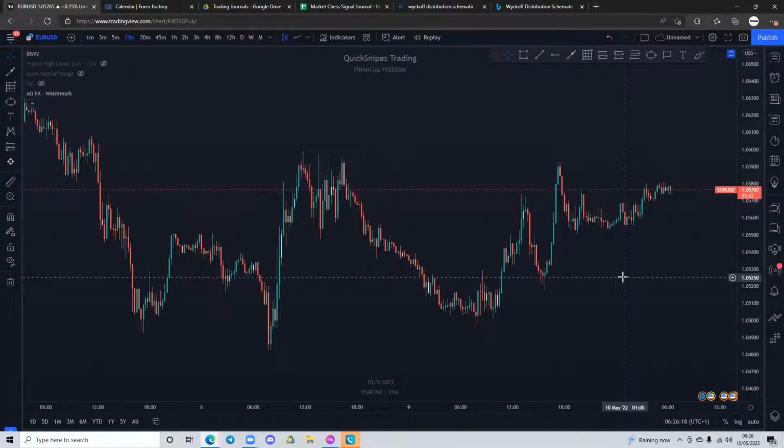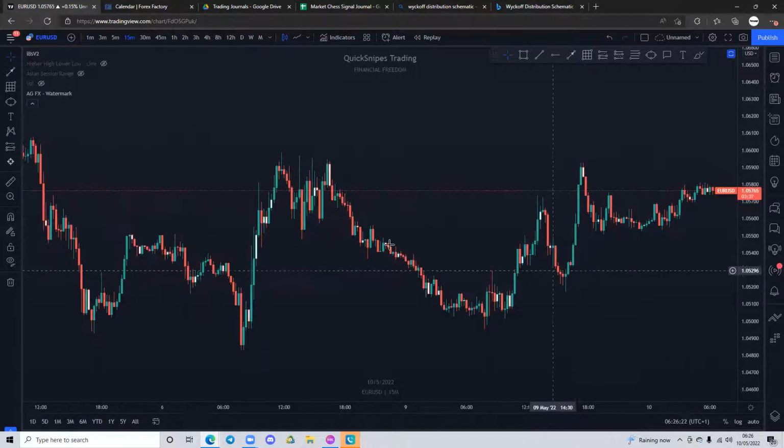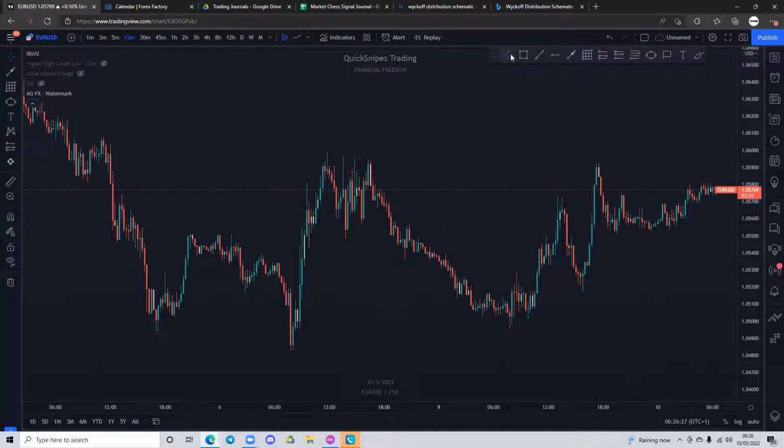So looking over here, what can we see? We can see this sort of area. It was caused by this supply chain over here.